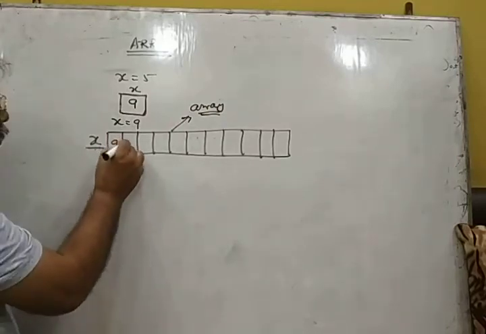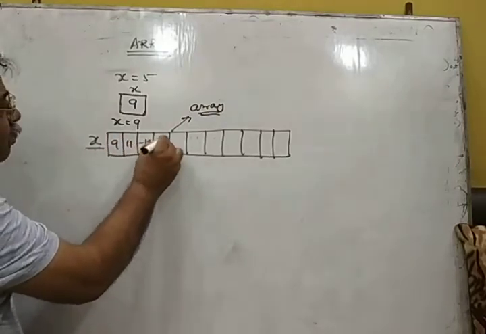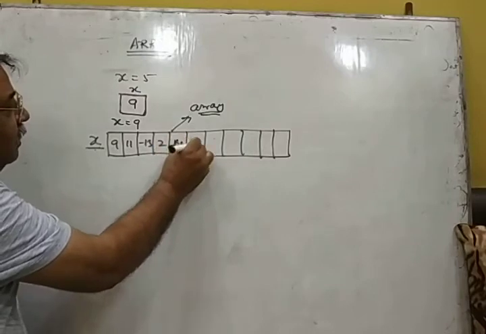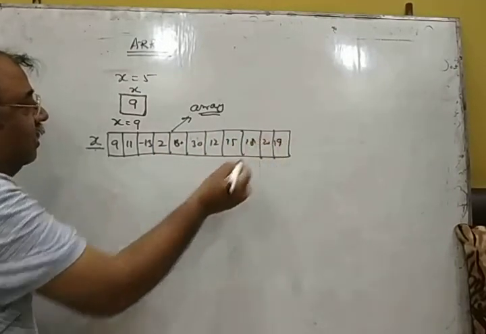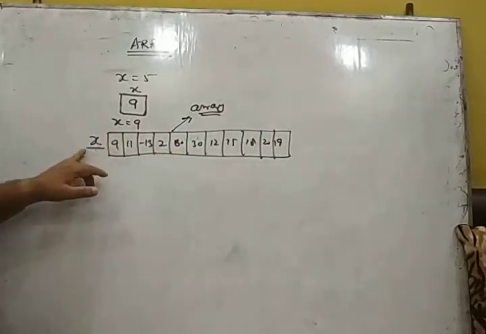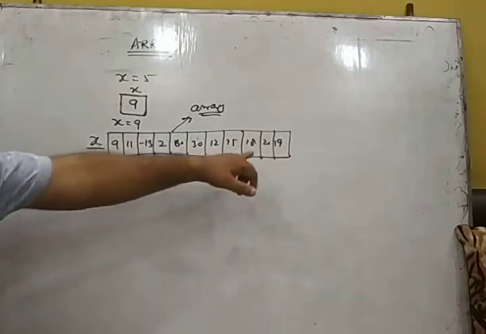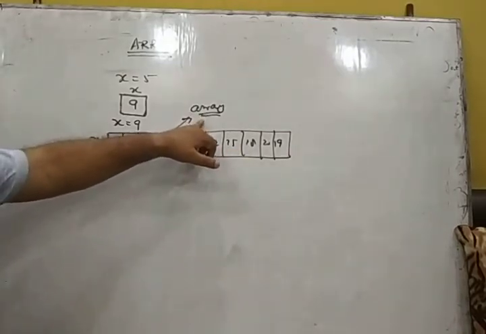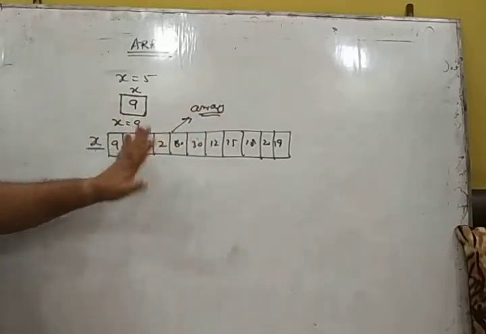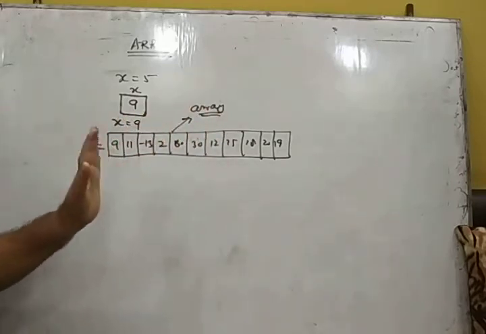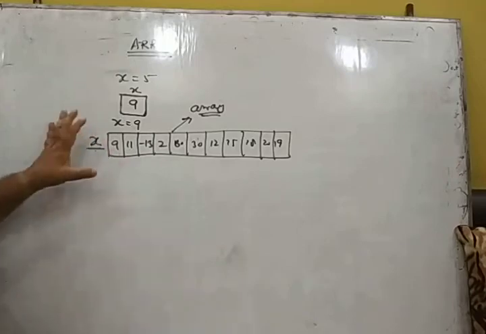Suppose you have stored 9, 11, minus 13, 2, 60, 30, 12, 15, 18, 20, 19. All the values have the same variable name, x, right? This concept is called an array, and this is the concept of computer. I have not yet started how you will do this in Java programming, how you will declare it.